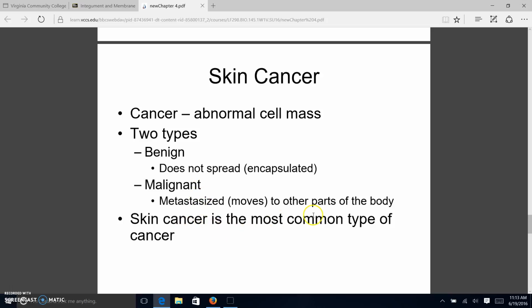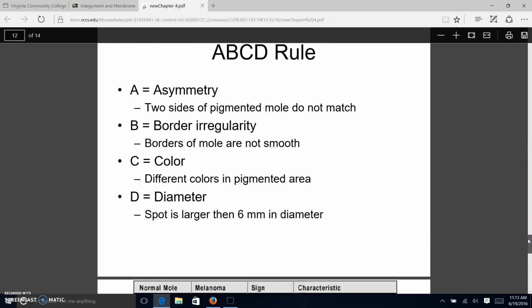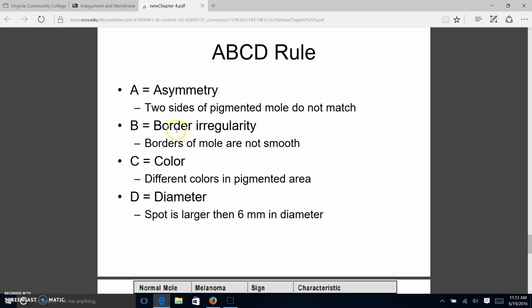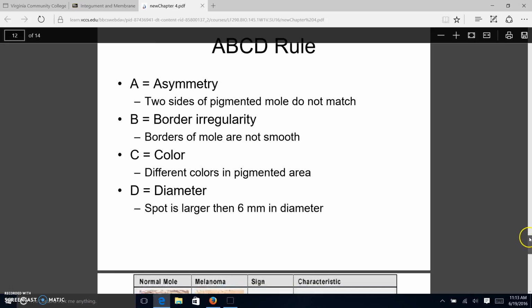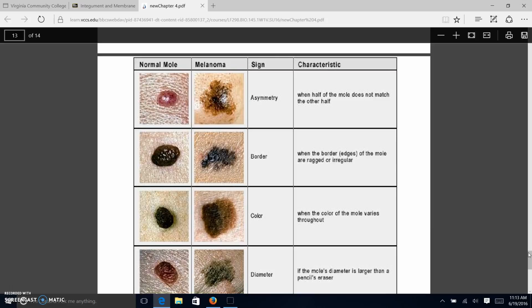So skin cancer is the most common type of cancer. What I want to do right now is look at what we call the ABCD rule. You can see A is asymmetry. They are not symmetrical. B, they have an irregular border. C, they have different coloration within the same area. And D, their diameter is usually larger than 6 millimeters, which is about like a pencil eraser.